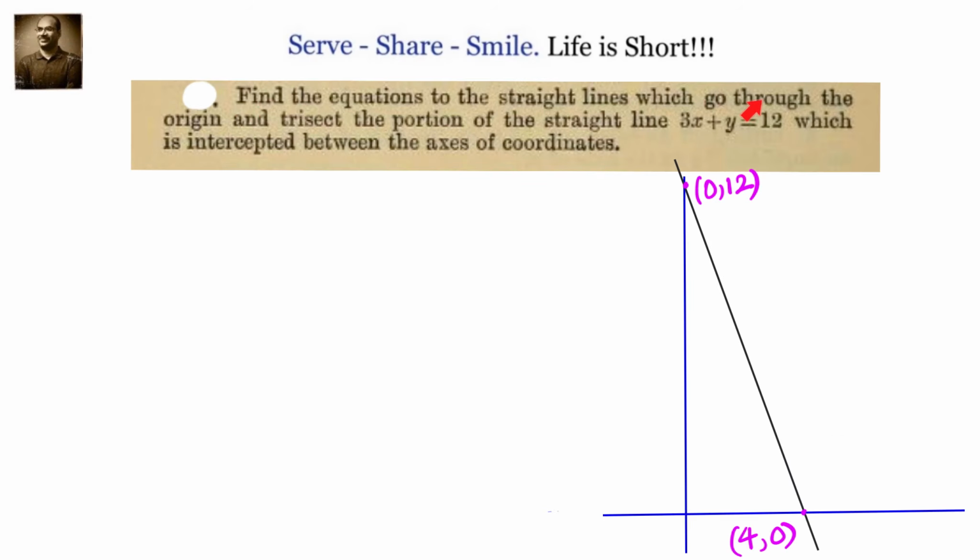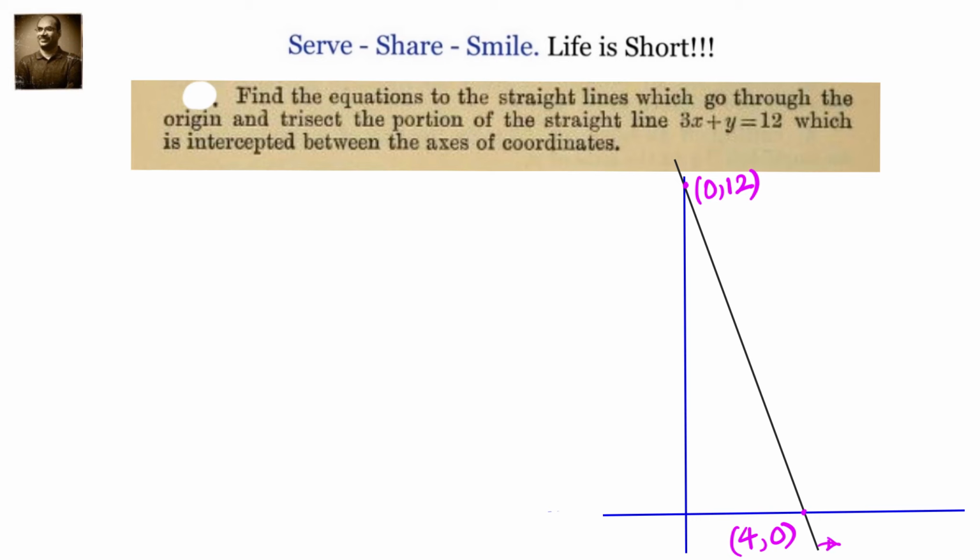Find the equation to the straight line which goes through the origin and trisects the portion of the straight line 3x plus y equals 12 which is intercepted between the axes of coordinates. So we have drawn the line 3x plus y equals 12.